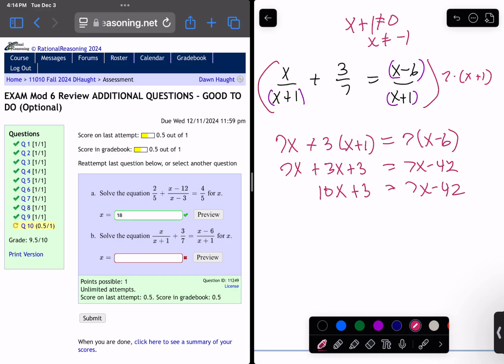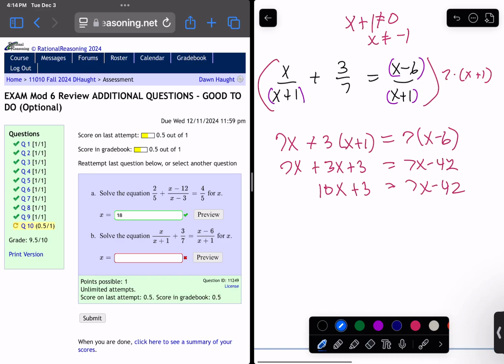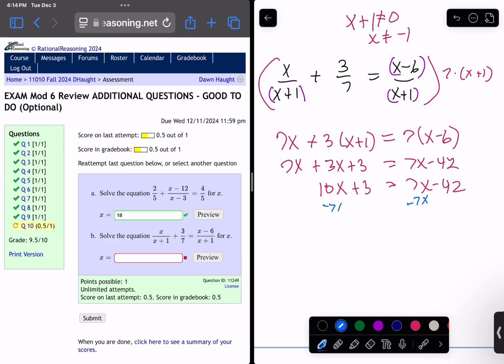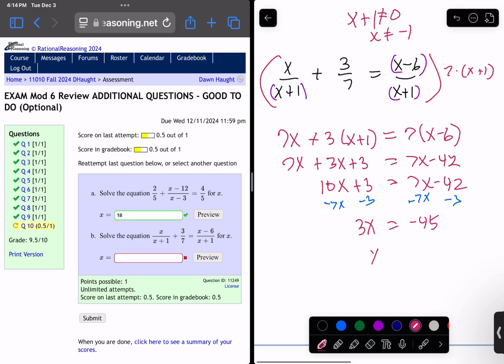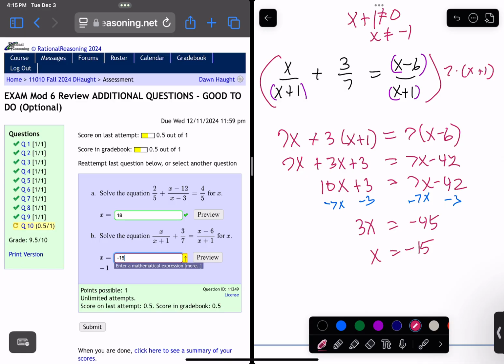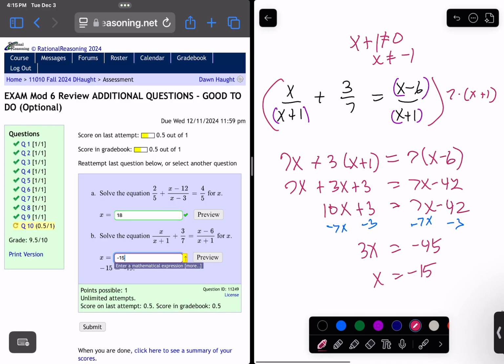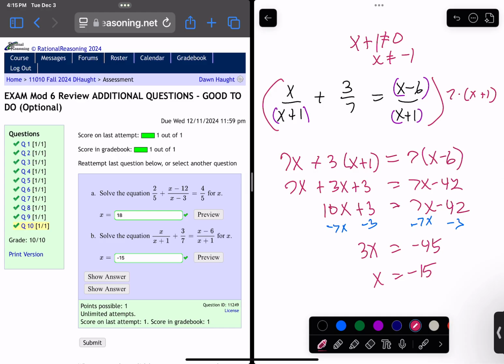And now it's just a matter of solving. So let's subtract 7x from both sides and subtract 3. When we do that, we are left with 3x equals, let's see, negative 45. And negative 45 divided by 3 is negative 15. That is not the solution we were worried about. It was negative 1, but negative 15 is good to go.